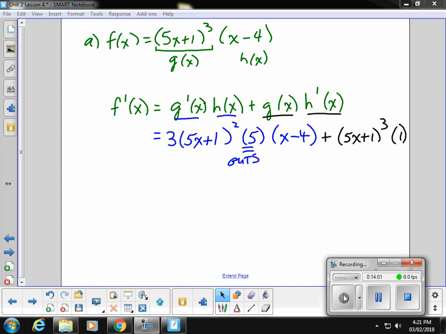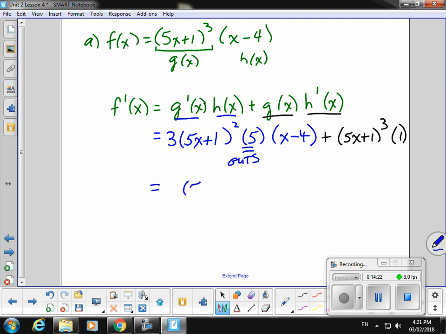And a word to the wise, to tidy this thing up, the best way to write it is in factored form. So bear with me here. My tidying is going to leave it in factored form. And as I look across this thing, I see the factor of 5x plus 1 is common to both sides. So for the first mess, I see 5x plus 1 squared. And for the second term, I've got 5x plus 1 cubed. So 5x plus 1 squared is the common term, common factor.